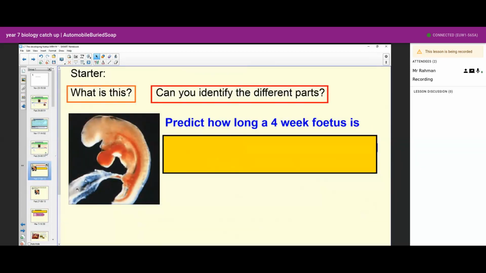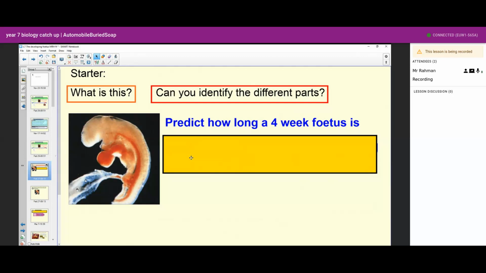So first of all, do you know what the following picture is showing? What is this? Can you identify the different parts of it? This is a baby fetus. This is what all human beings were at the very early stages in their mother's womb.